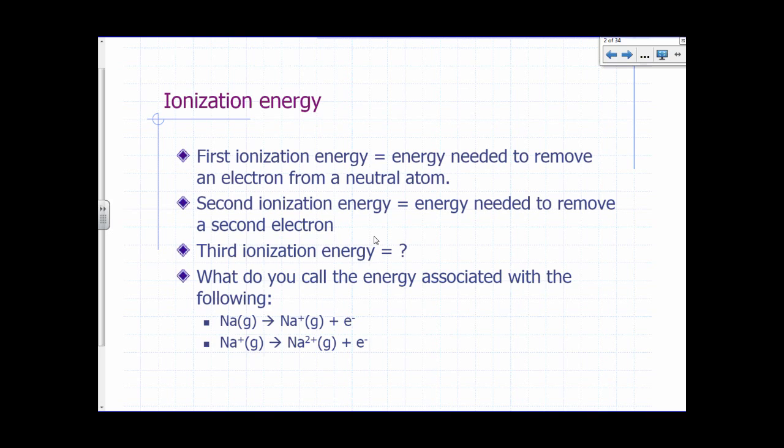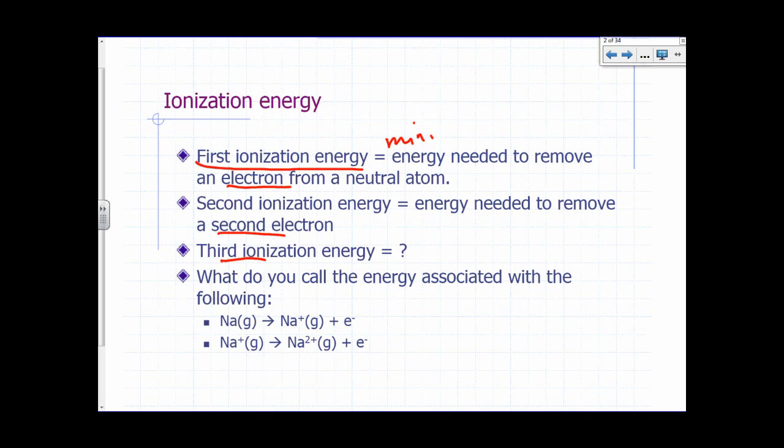The term first ionization energy refers to the energy that you need to remove one electron from a neutral atom. That's the minimum energy that you need to remove an electron from a neutral atom. The second ionization energy is the energy that you need to remove a second electron after you've taken out the first electron. The third ionization energy would be the minimum energy you need to remove a third electron after you've taken out two electrons.